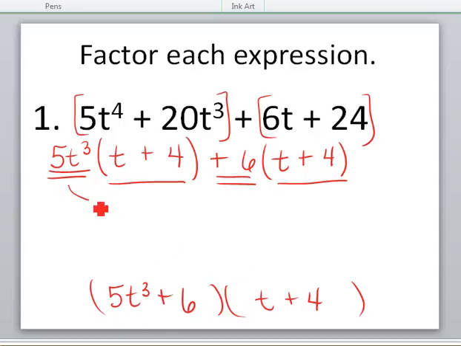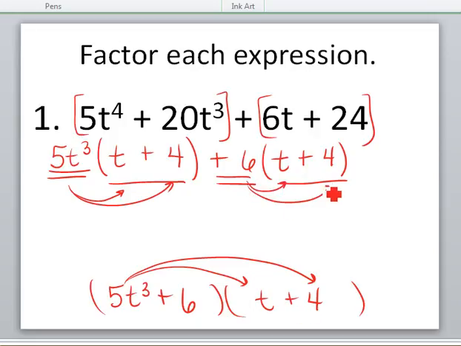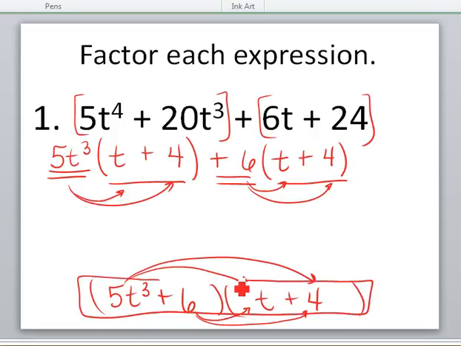Up here, you would distribute the 5t cubed to both of those parts. The same thing you would do if you were foiling. That would be your first term times your first term and your outer term times your outer term. The other part that you would be doing up here in this problem is distributing your 6 through. That's what you would do when you're foiling, when you're doing your inner term times your inner term and your last term times your last term. So that's why the answer ends up looking like this, and we can write it one time because both of those items are being multiplied by the same amount.